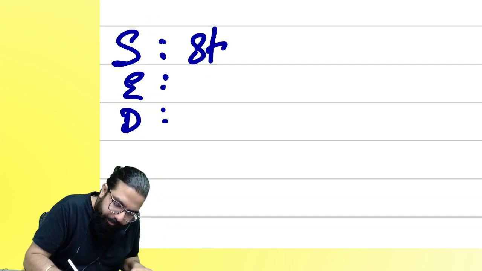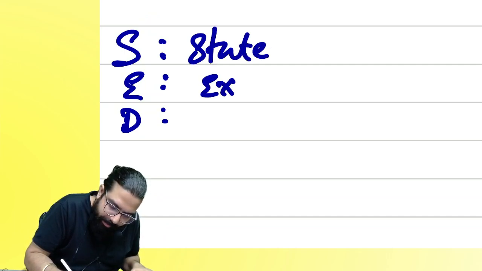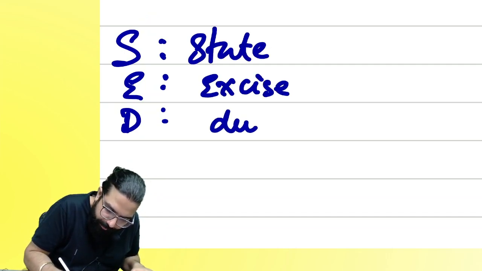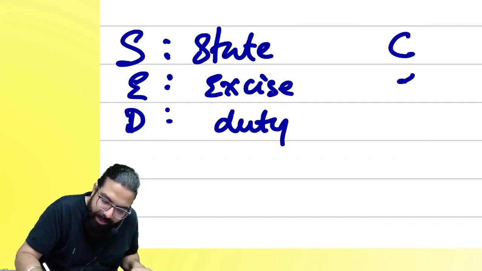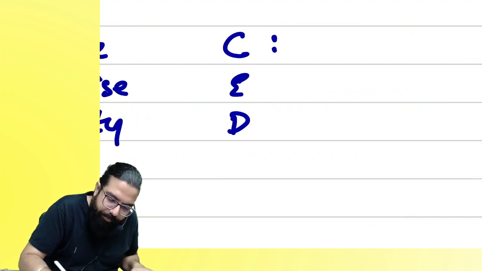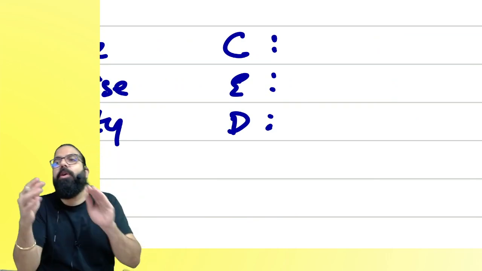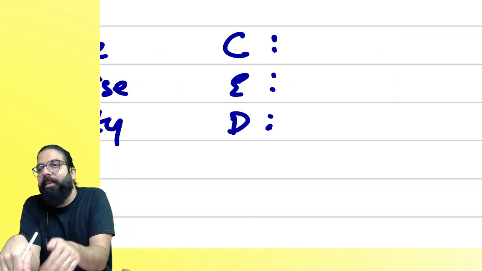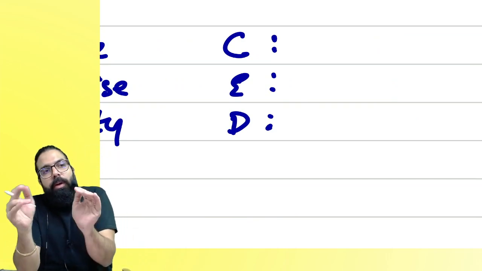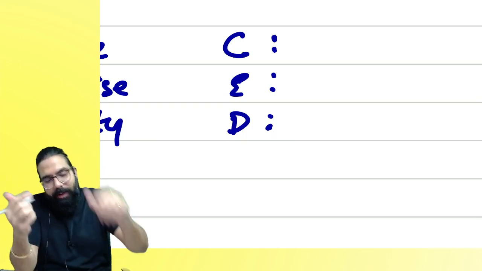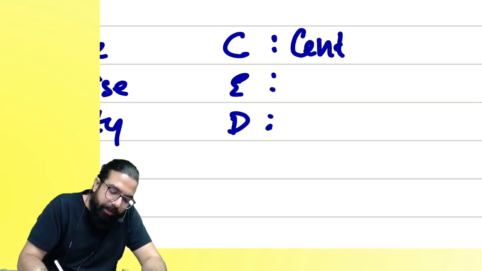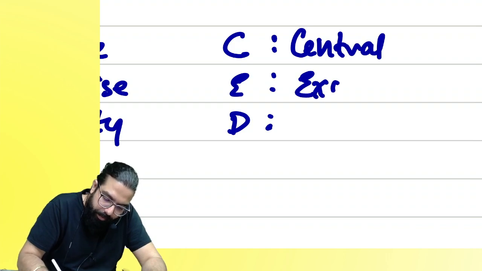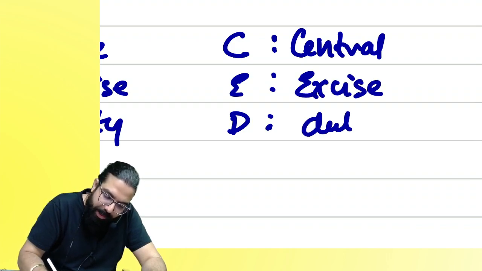State excise duty. And one is CED. What is CED, everyone? Whenever the state government charges on manufacturing, that is state excise duty. Whenever the central government charges on manufacturing, that is known as what, everyone? Central excise duty. Are we clear, everyone?